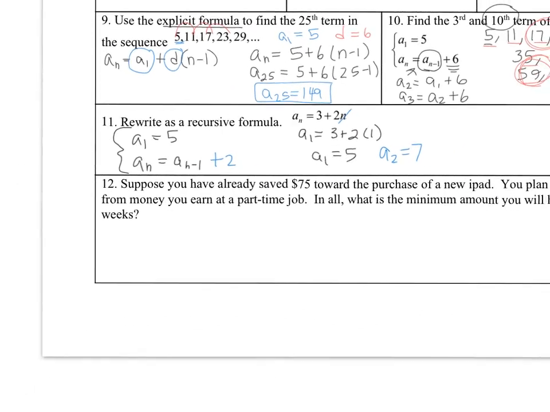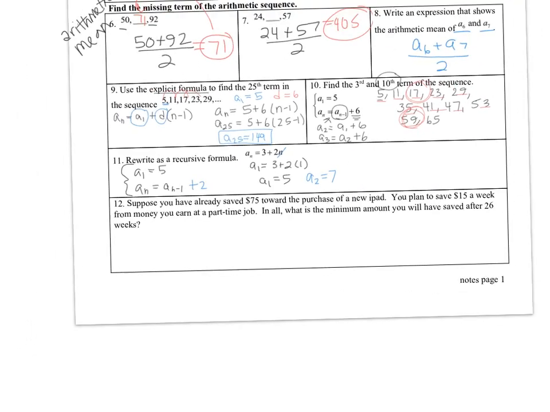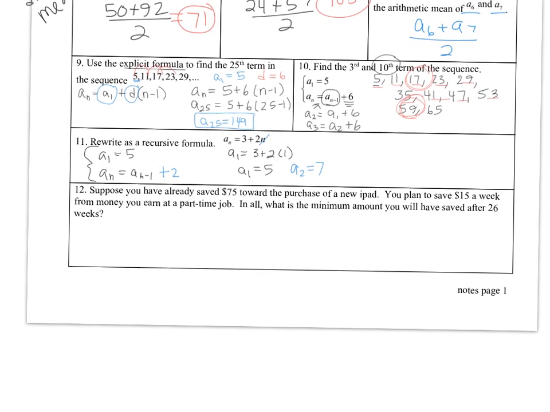Number 12, suppose you already have saved $75 towards the purchase of a new iPad. You plan to save $15 a week from money you earn at your part-time job. In all, what is the minimum amount you'll have saved after 26 weeks? So we have a sequence. We have the first term is 75, and the common difference is 15.